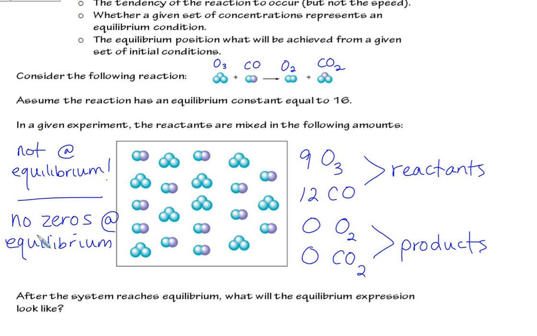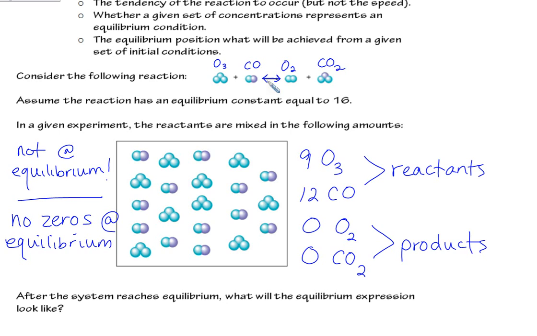So for example, in this case, I only have reactants. If this really was equilibrium, which we should maybe make a double-sided arrow, this thing should be going forward and reverse. At equilibrium, nothing will be zero. So we have to form products.